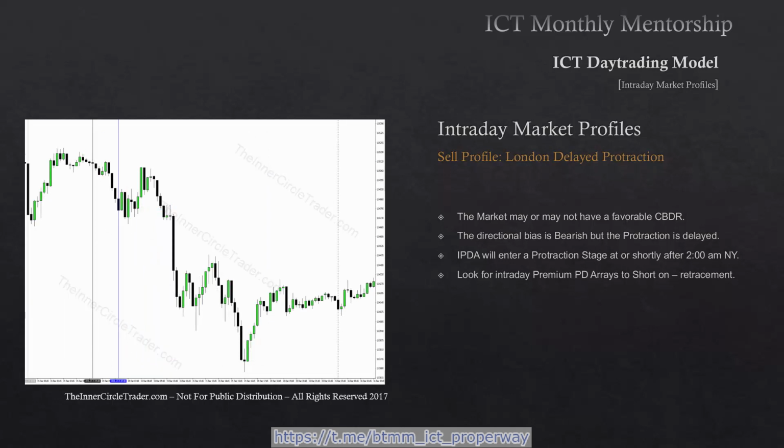An example of that would be seen here. Price rolls over, just doesn't make any higher high. Then we have a protractionary stage right after 2 o'clock on this time frame. This is seen with 7 GMT, which would be 2 o'clock in New York time. Price creates a rally, trades back up into a bearish order block, and then creates the London session high, trading lower.